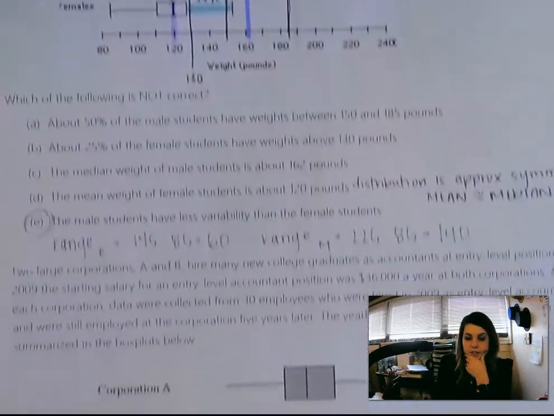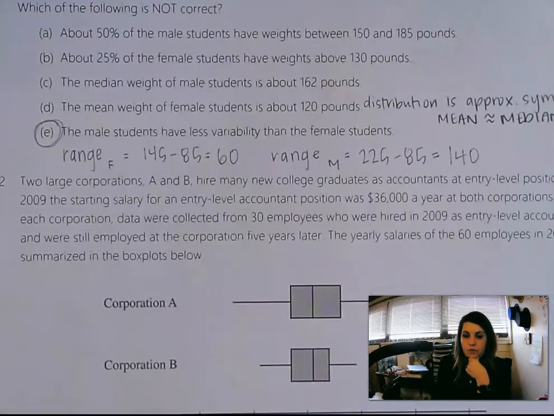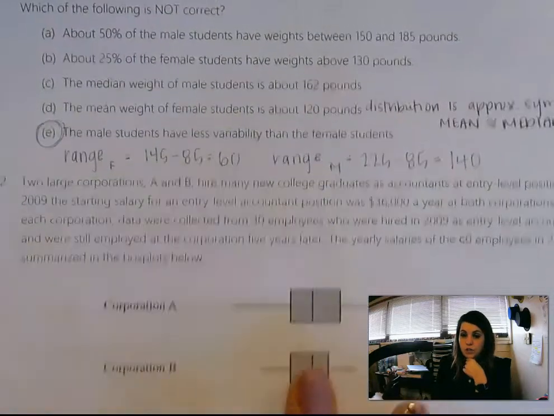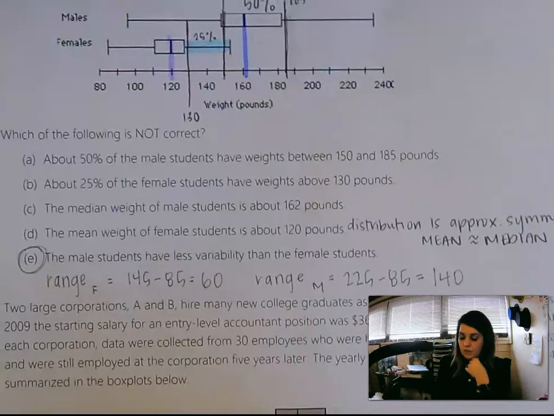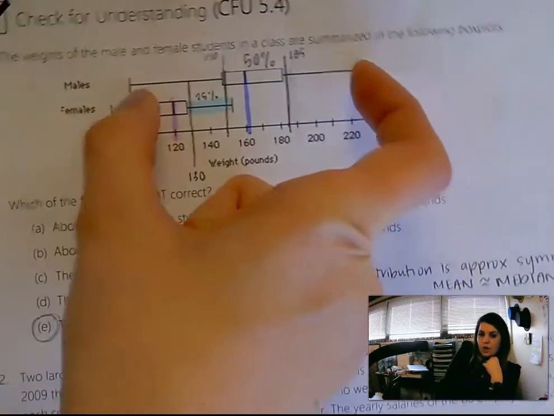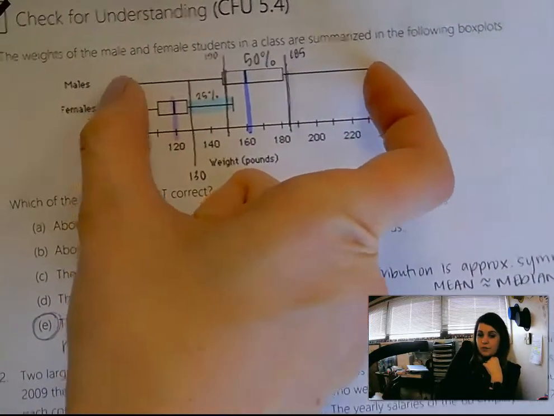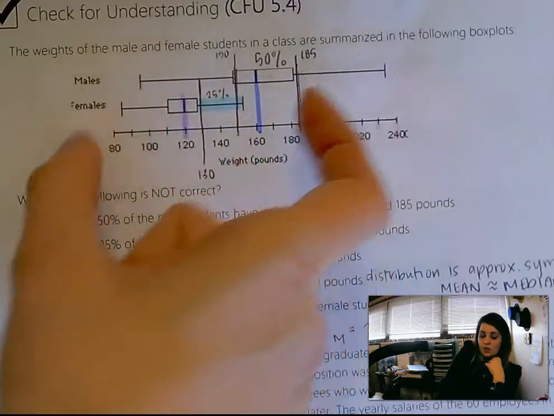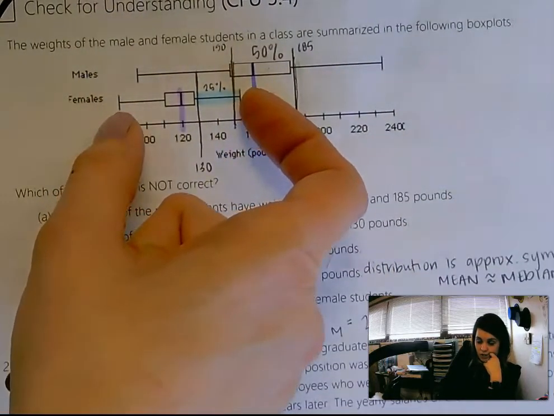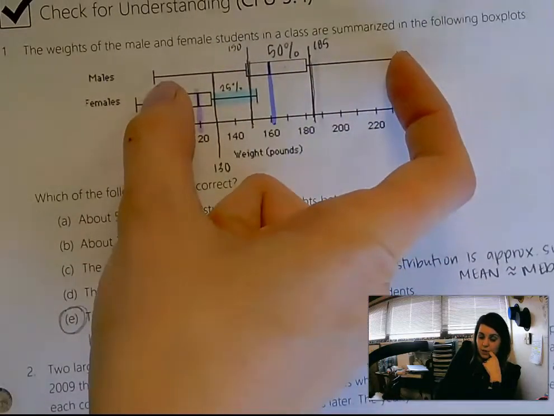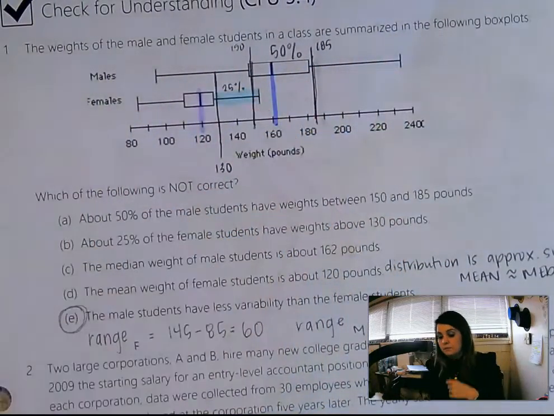And then lastly, you can see my calculation for the range of the male and the range of the female. Or you could just eyeball it. The male students have less variability than the females. Well, look how long the box plot is for the males. That's way longer than the box plot for the females. Without calculating the range, you can see that the males is more spread out and longer than the females.